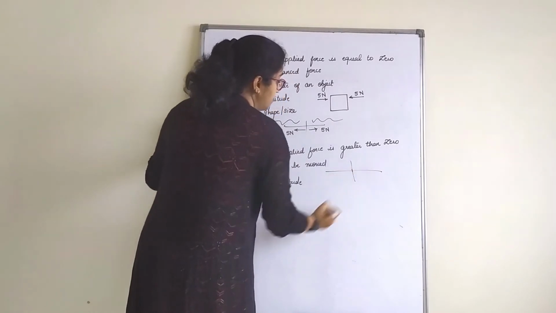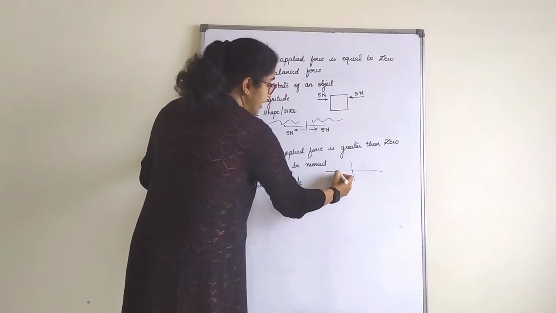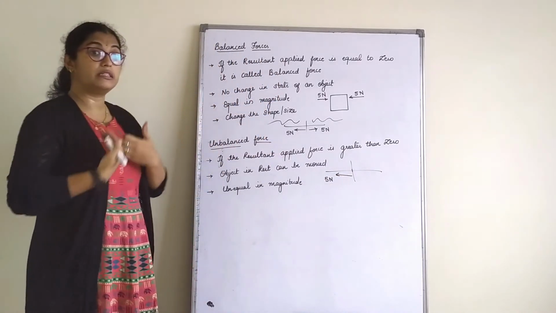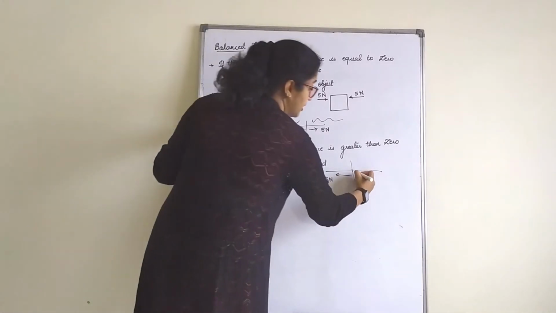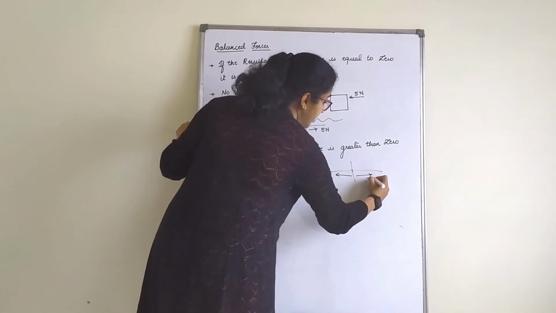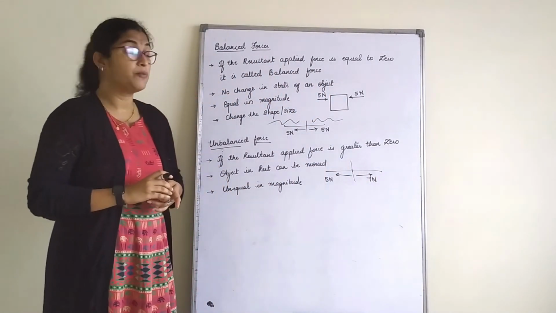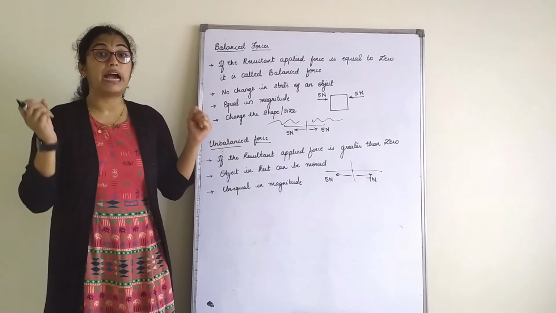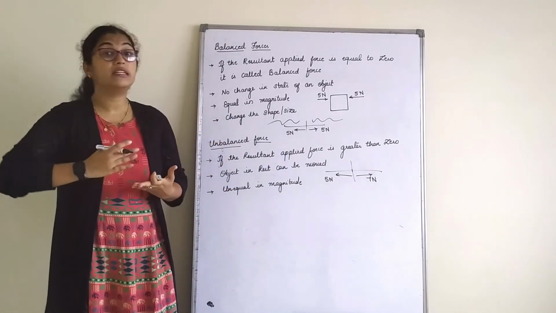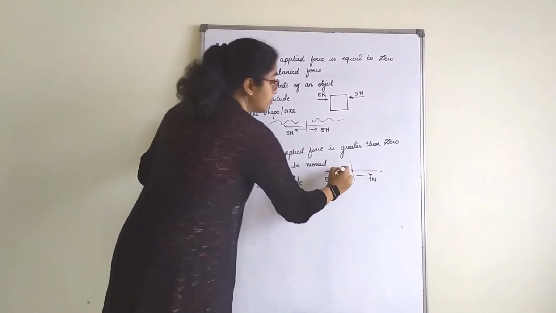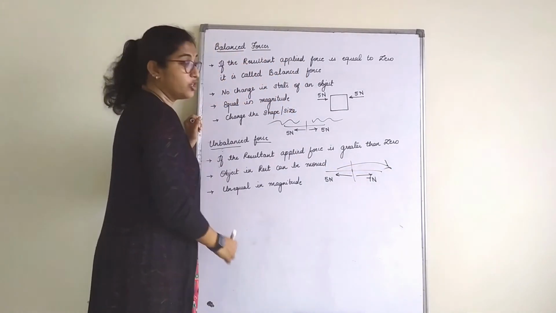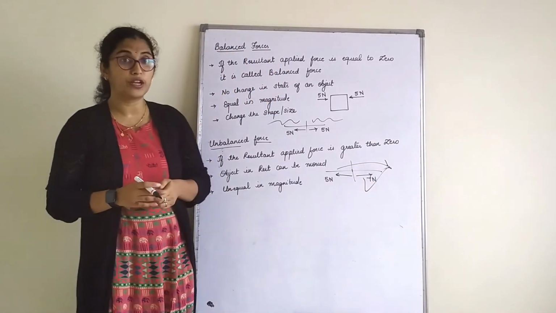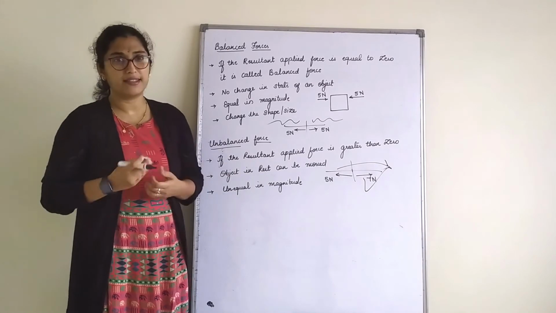Let me again take a tug of war game here. This is a border point. One team is applying 5 Newton of force to pull it to this side and another opposing team is applying 7 Newton force. That means the resultant force is greater than 0. Unequal forces are being applied on the rope. Which direction will the rope move? The rope moves of course to this direction and this team will win in the tug of war game. Right? We all have played this.